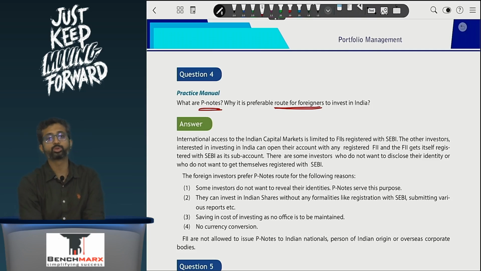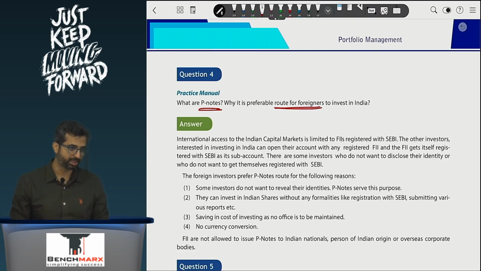But then what used to happen is people used to say, FIIs like Citibank etc. can get registered with SEBI. However, there may be, SEBI was earlier saying, how will I know who is behind the FII?